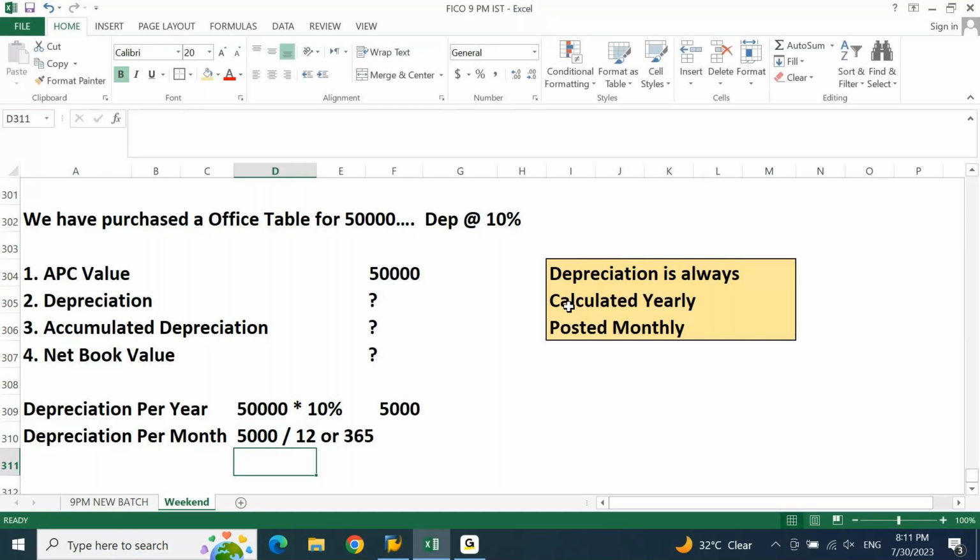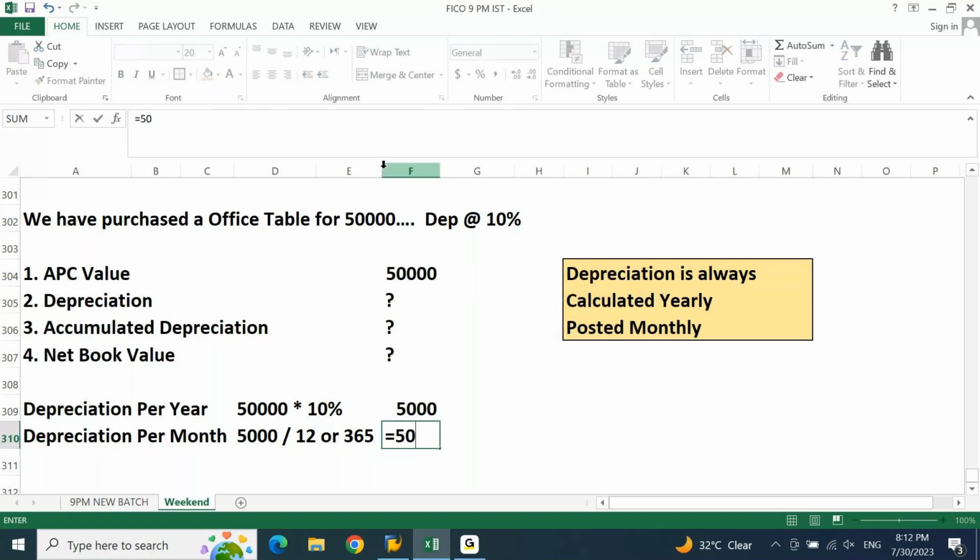Okay, either you can divide this by 12 months so that you will get 1 month depreciation, or you divide it by 365 days, you will get 1 day depreciation. You multiply this 1 day depreciation for the days in a month. In a month, you may be having 30 days, 31 days, 28 days, in a leap year 29 days, correct? Yes, sir. So based on that, you do it accordingly. Let's say for a simple example, for easy calculation, I'll use 12 months. So this 5,000 divided by 12 months. How much will be the depreciation?